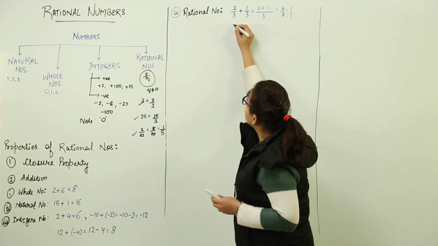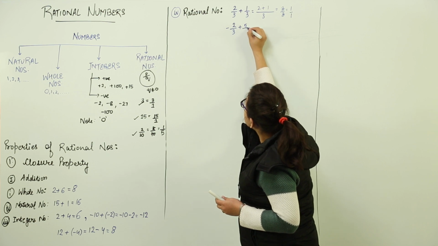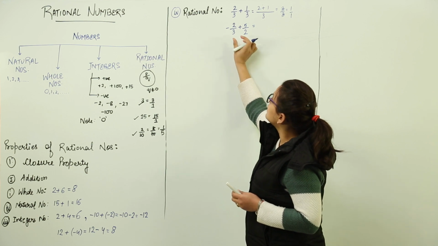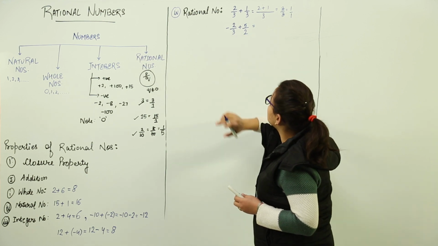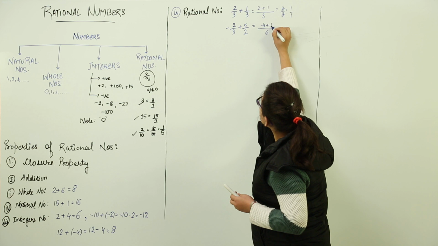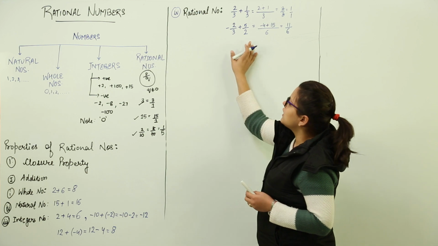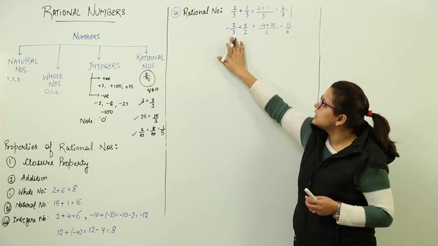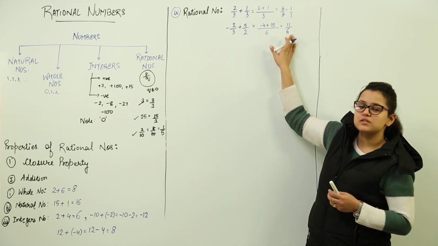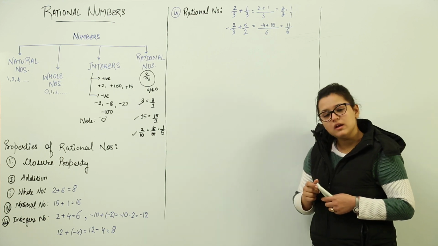Let us try this for negative numbers also. I am changing this to this. Now we have to add a negative rational number and a positive rational number. So here again we'll take the LCM, we'll get minus 4 plus 15, that would give me 11 over 6. Again you can notice here that we have taken a negative rational number and a positive rational number, added them, and we get the result as a positive rational number again. That means the closure property is getting satisfied over here also.